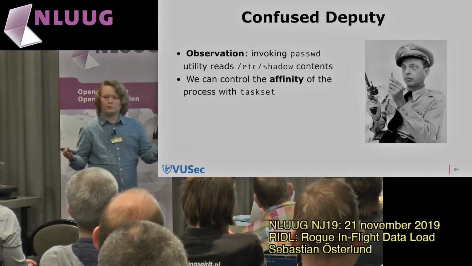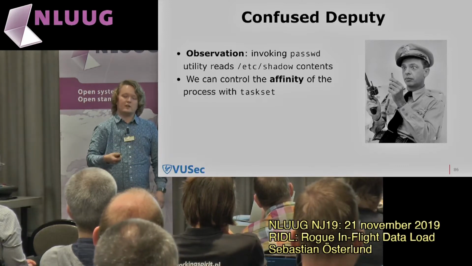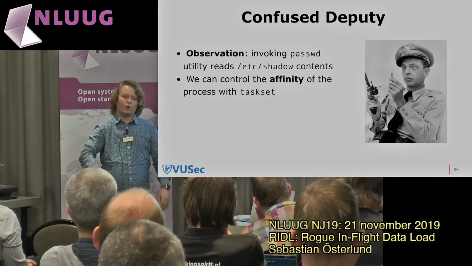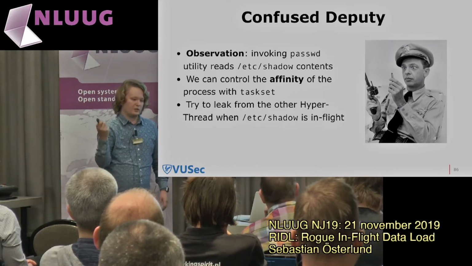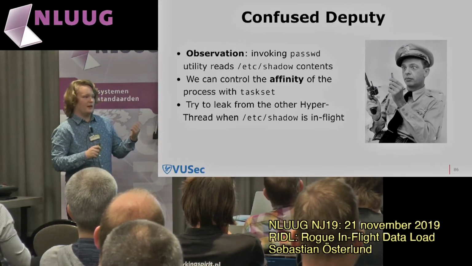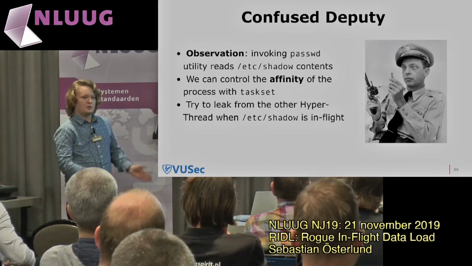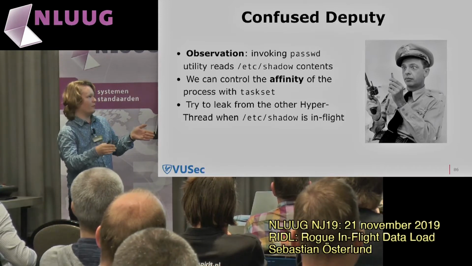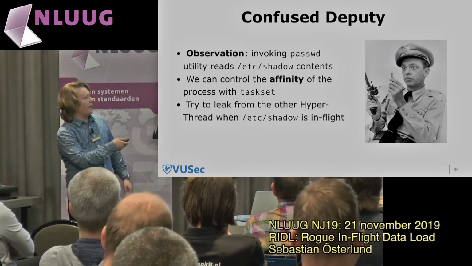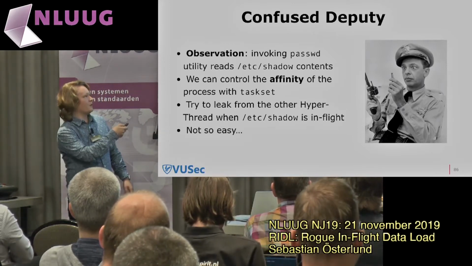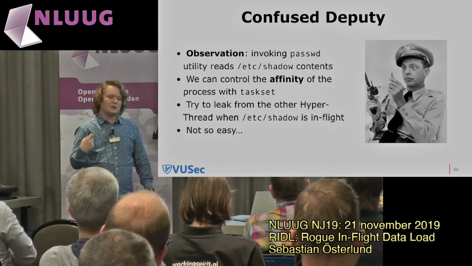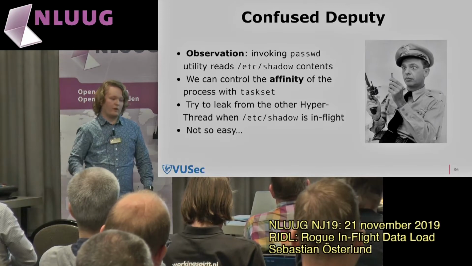What we can do is set the affinity of a process, so we can narrowly select which logical core a certain process runs on, on Linux for example. It turns out that these buffers, like the line fill buffers, are shared between hyperthreads. So if we have two processes, one attacker and one victim, sharing a core with hyperthreads, we can actually leak stuff from the victim. And that's exactly what we do here. We run the password utility, load the etc shadow file into the line fill buffer, and then leak it through our Riddle attack.